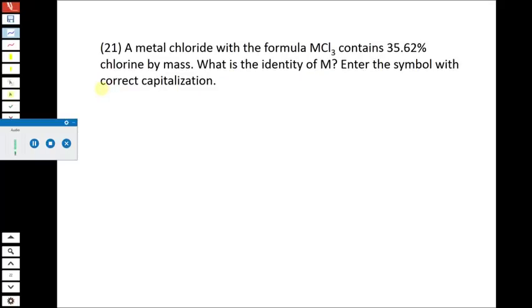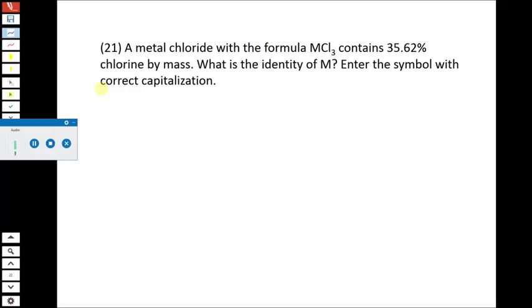All right, this is a fun problem. So I don't know if you've seen one exactly like this before. So it's a good one to go through. So a metal chloride with the formula MCl3 contains 35.62% chlorine by mass. What is the identity of M? Enter the symbol with correct capitalization.